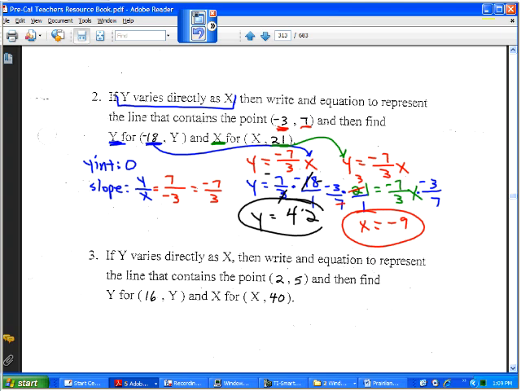Any questions there? Direct variation. Okay.